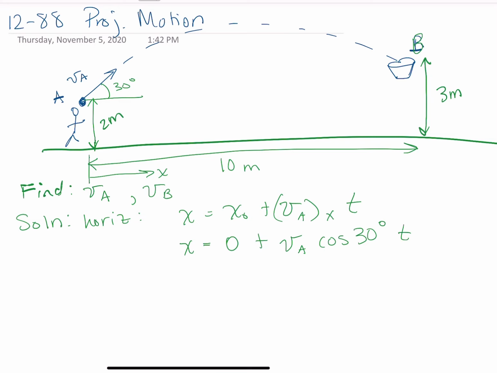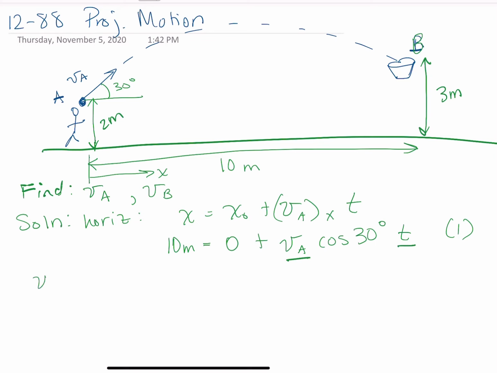And we actually do know the x, right? Because x is 10 meters. So that was given in the photo. So I'm going to write 10 meters for that. So we have some relationship here between v sub A and t. So let's just leave that here for now. So we have one equation with two unknowns. We don't know v sub A or t.